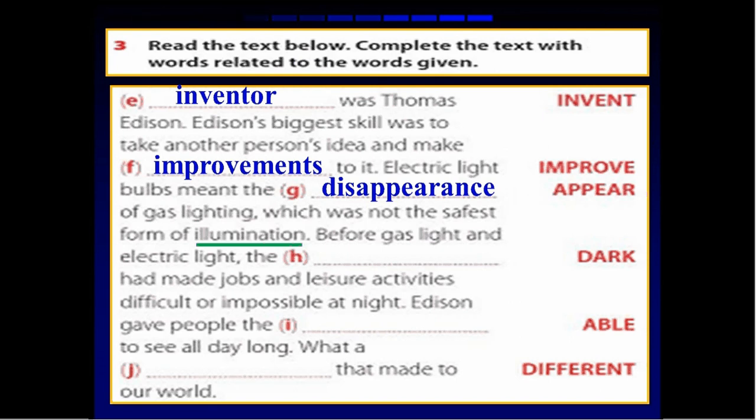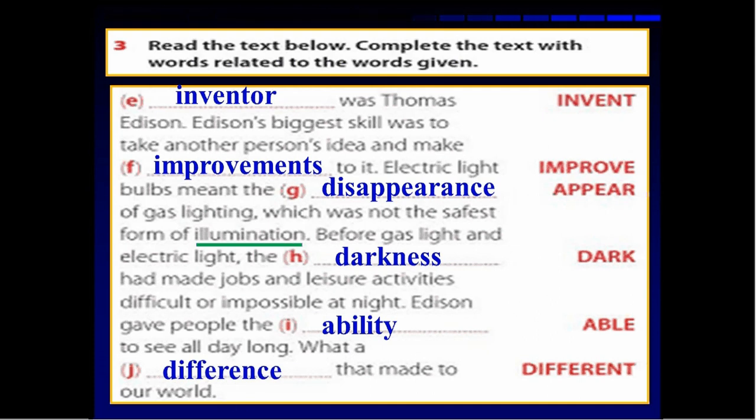Age. Dark. We have the, so we need darkness to be a noun here. I. Edison gave people. Able is an adjective. It's not proper here, so we can put ability. The last point with us, J. Different. What do you think? Is it correct? No. The correct form will be difference. What a difference that made to our world.